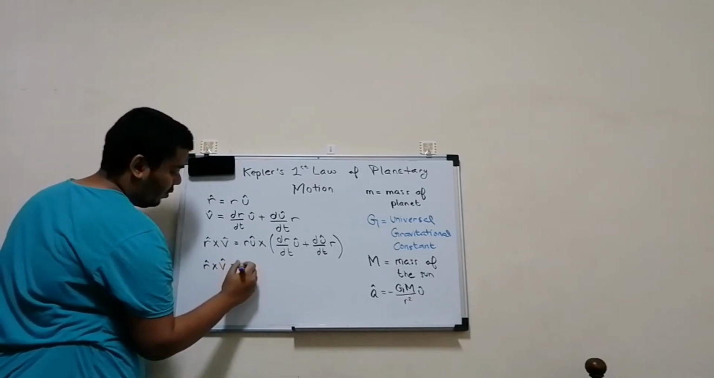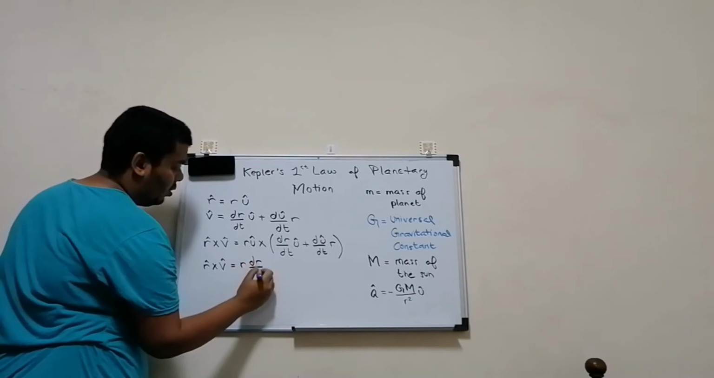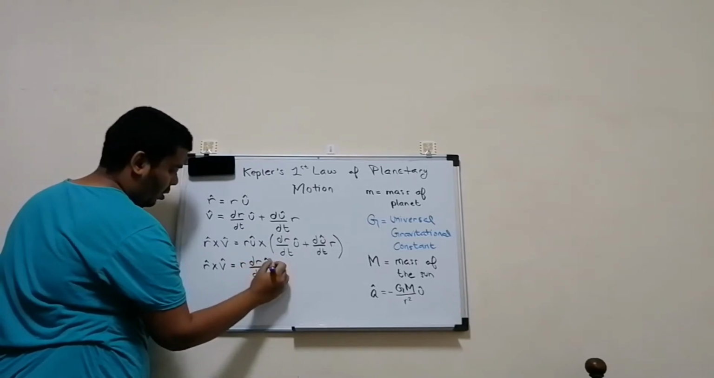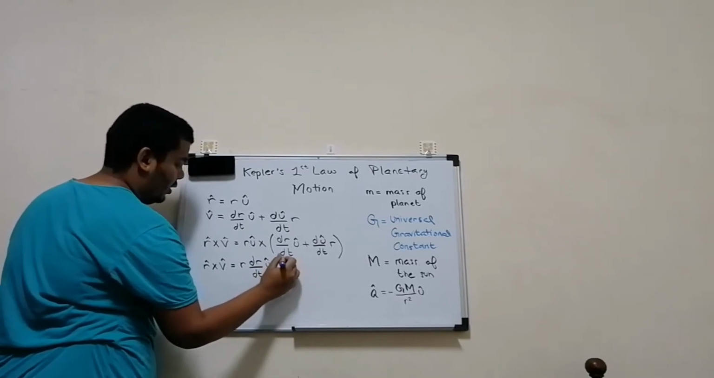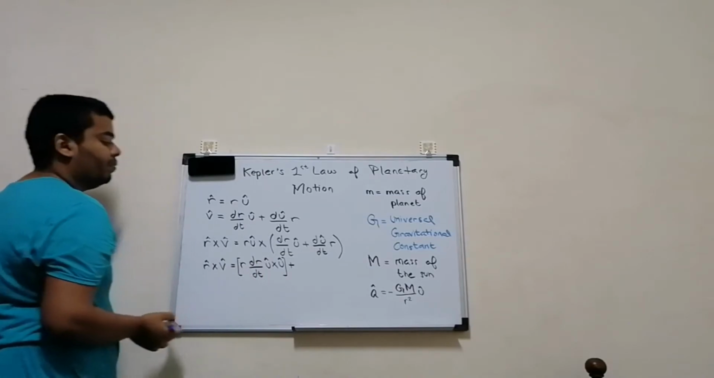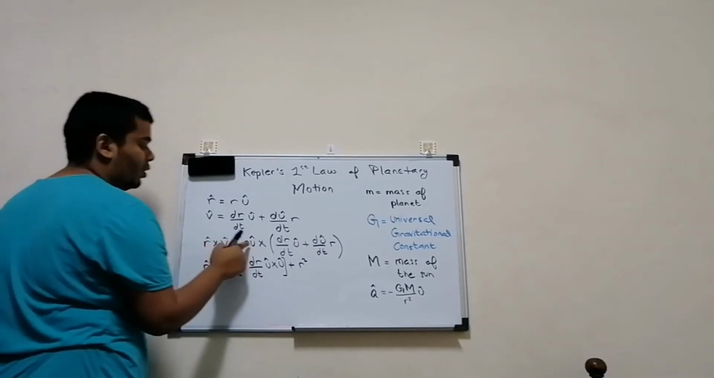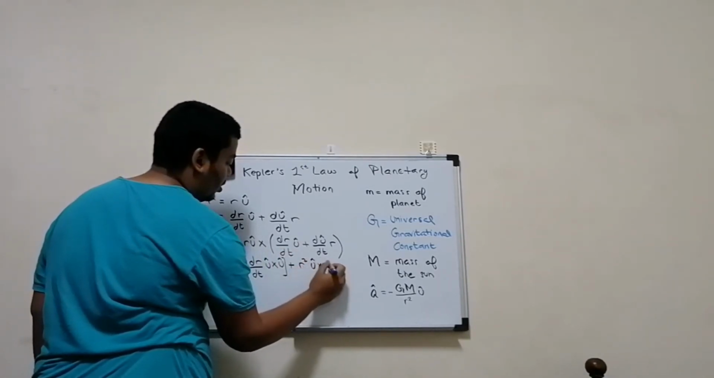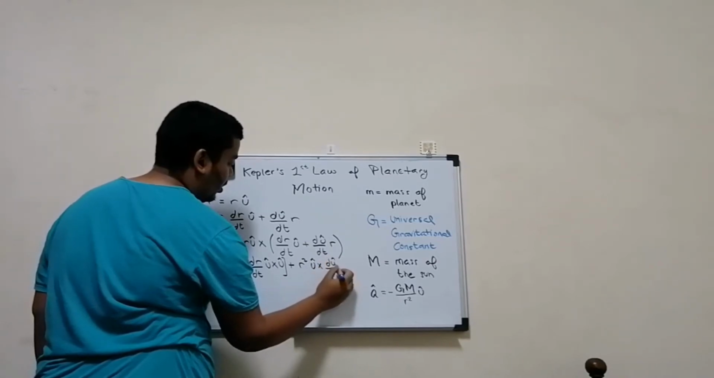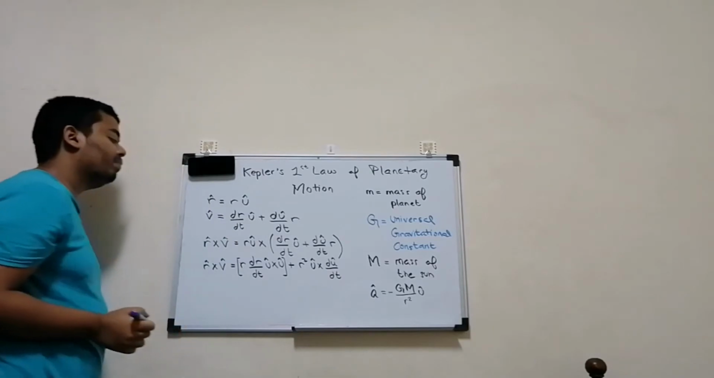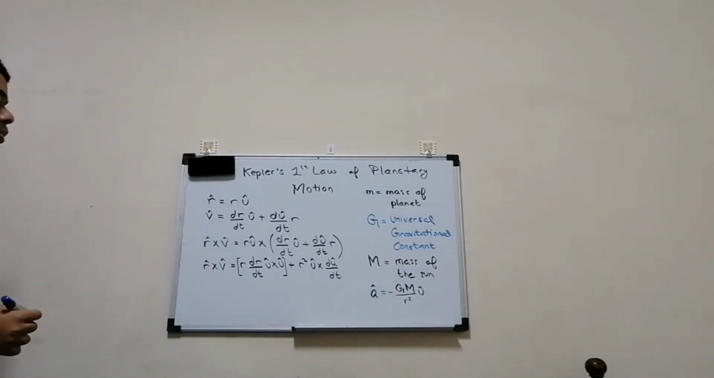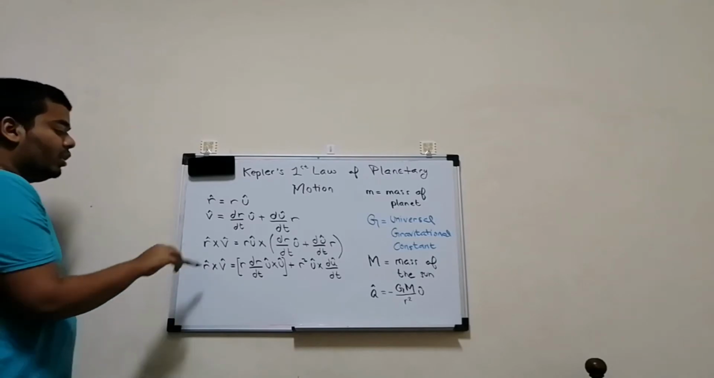It will be r dr over dt, cross product of the vector u with its own self, plus r square, and then we have the vector u cross product with its derivative. Okay, so now we have the vector u cross product with its own derivative. So let's see, what do we have here? Once we get this done here, we have some conclusion.